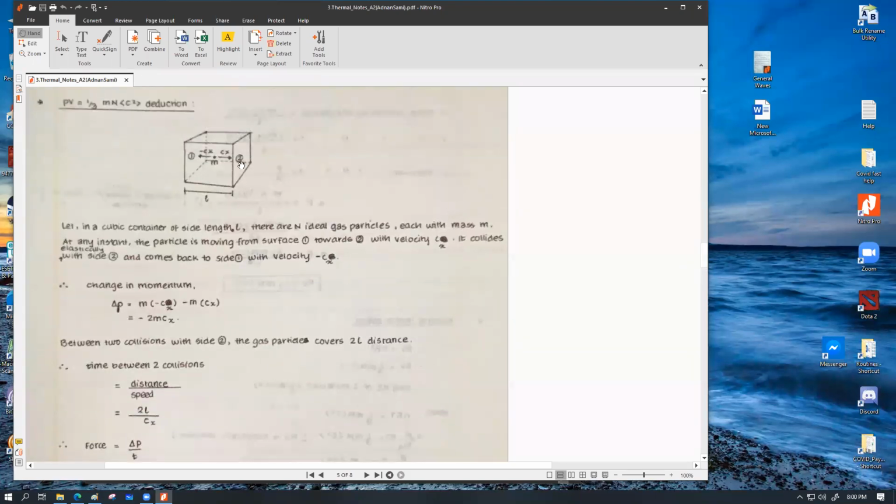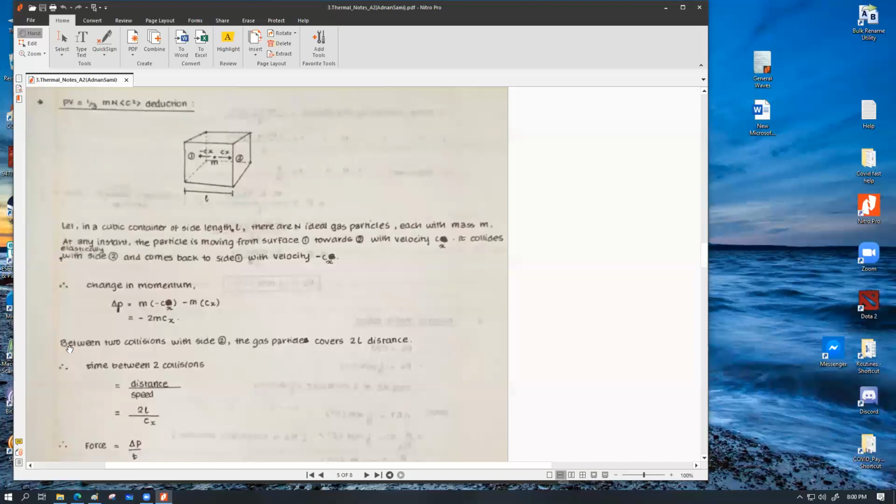So yeah, the particle is moving back and forth. It's traveling from surface 1 to surface 2. Before it collided with surface 2, it had an initial velocity of cx, considering rightwards as positive. And as it was going backwards after the perfectly elastic collision, the speed remained the same, but the velocity did reverse. So that's why we have an after velocity of minus cx.